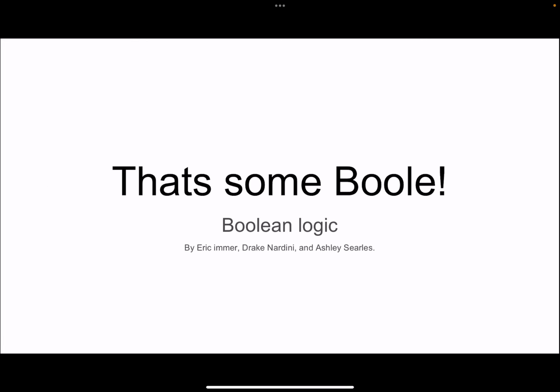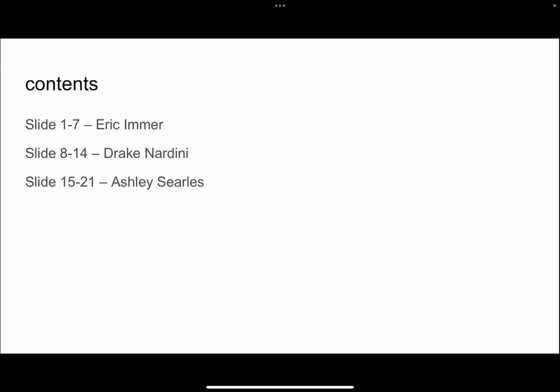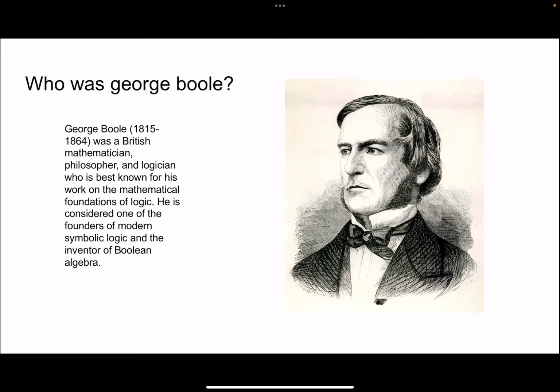That's some Boolean logic by Eric, Drake, and Ashley. Contents page. Who was George Boole?